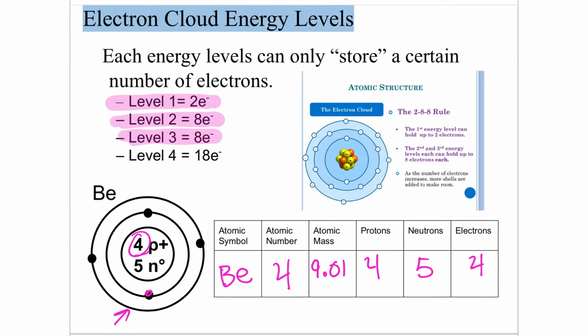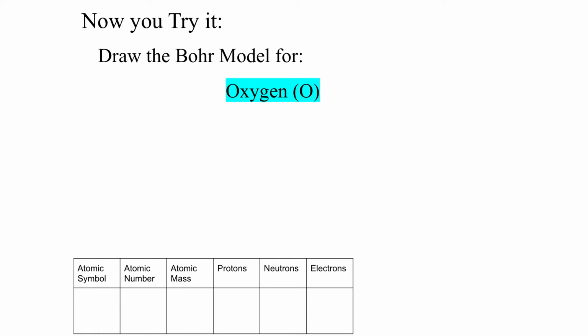And we start by filling, we have our nucleus here. And then we draw the first energy level outside the nucleus, and we place the 2 electrons. Now we had 4 total electrons. We used up 2, so we have 2 left, and we place that on the outermost shell. So now you try it. Draw the Bohr model for oxygen.